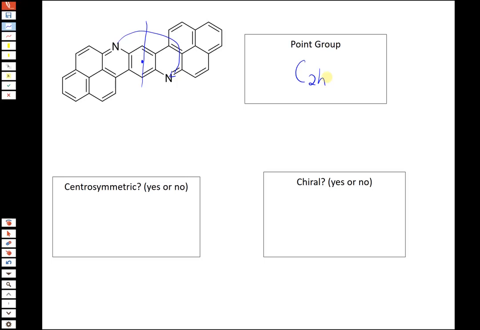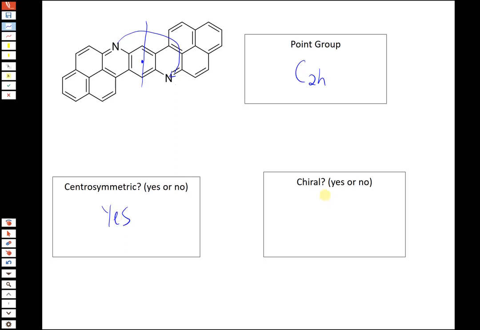Now, to identify if it's centrosymmetric, we just need to figure out if there's an inversion center or not. You can either look at the character table for C2h, or if you weren't confident that you got the point group right, just search for the inversion center itself. And there is indeed an inversion center, again, right at the middle of the molecule. Nitrogens invert onto each other, corresponding parts of each ring invert onto each other, so this would be centrosymmetric, and the C2h point group does include inversion as one of its operations.